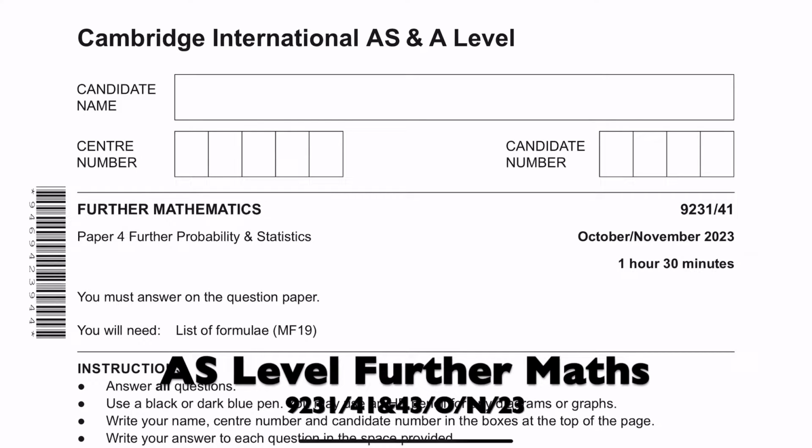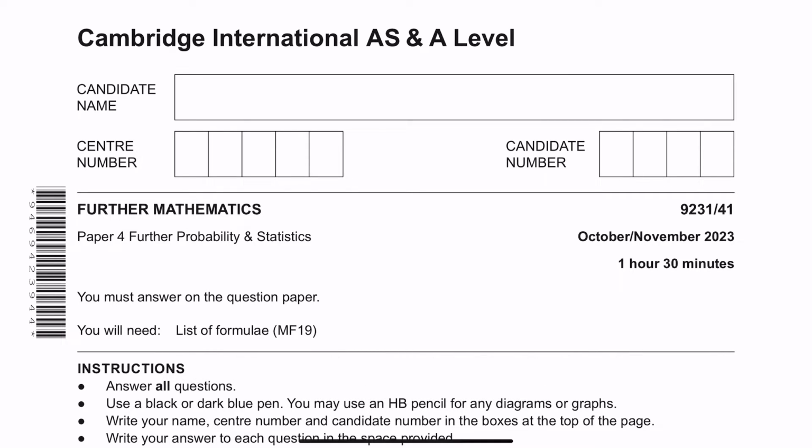Hi guys, today we're going to be looking at A-level further mathematics, October-November 2023, paper 4-1. It's a further probability and statistics paper. So we'll start now.